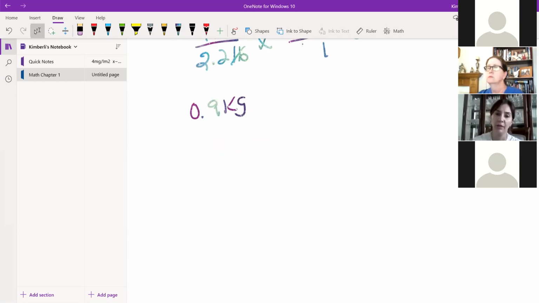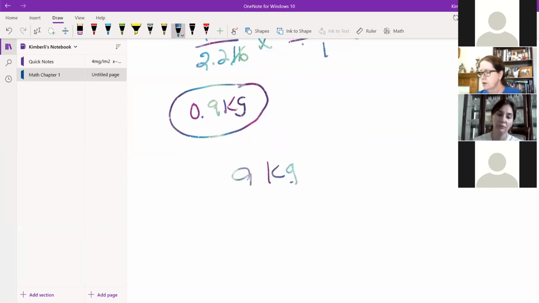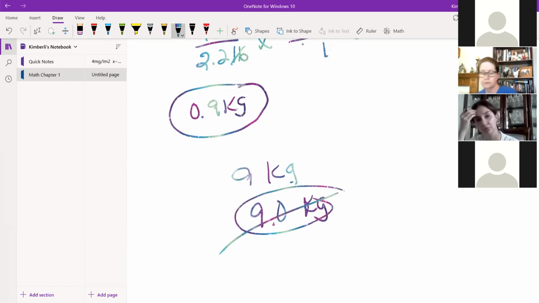We need to use the leading 0. So this one's 0.9 kilograms. We wouldn't put just .9 because they might not see that little decimal point, right? But if we wanted to say 9 kilograms, we would not write 9.0 kilograms, because what if they didn't see that little tiny decimal point? It could be extremely tiny. And if they don't see it, then they think it's 90 kilograms, right? So we don't want to use the trailing 0, only the leading 0.